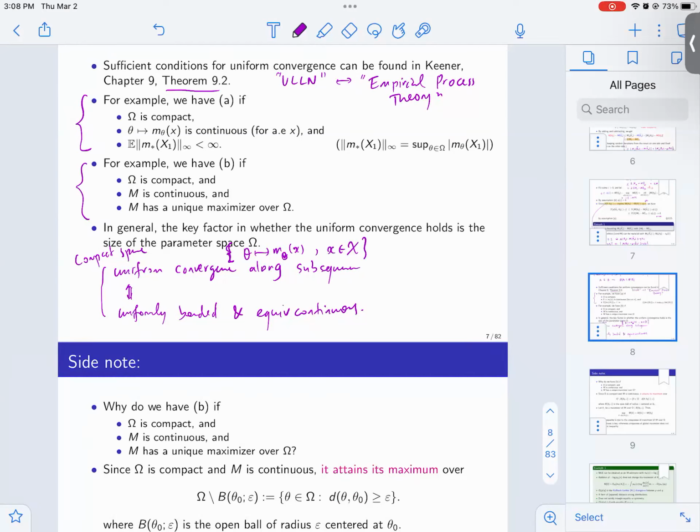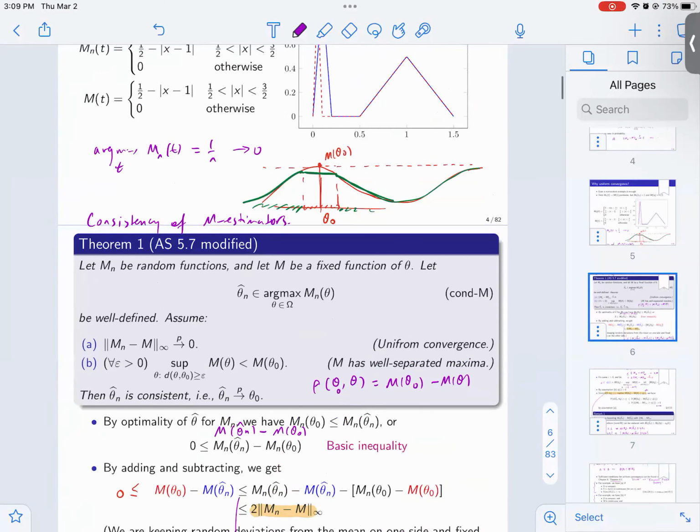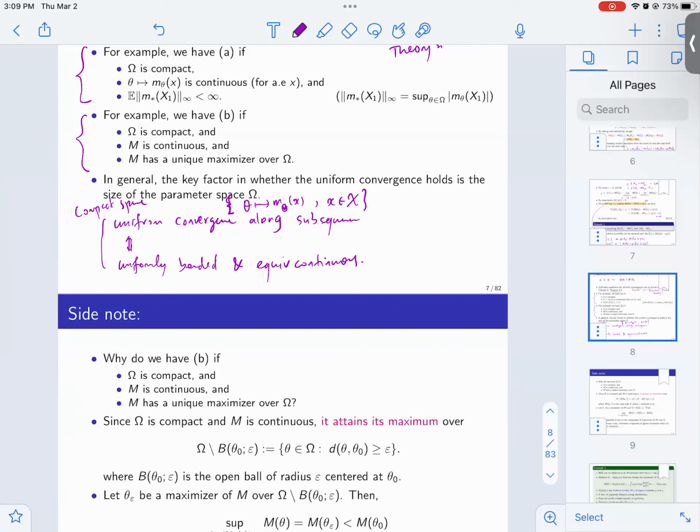And then there's condition B. Condition B is also going to be a sufficient condition: omega is compact, m is continuous, and m has a unique maximizer. So if the parameter space is compact and m is continuous, this is equivalent to the existence of a unique maximizer. This is an example where the space is not compact, and so things could happen at infinity. But if the parameter space is compact, m is continuous and you have a unique maximizer, then that's enough.